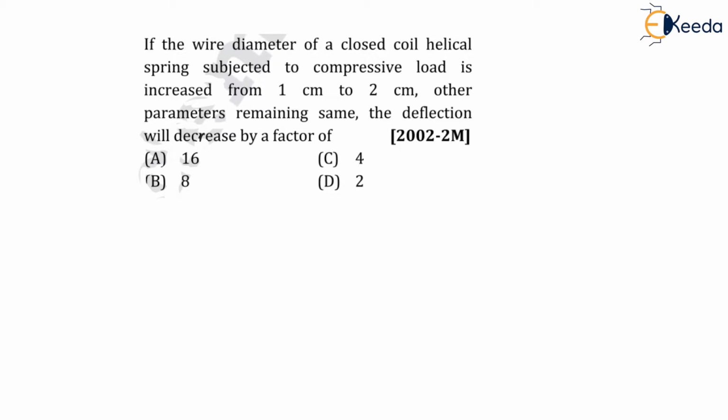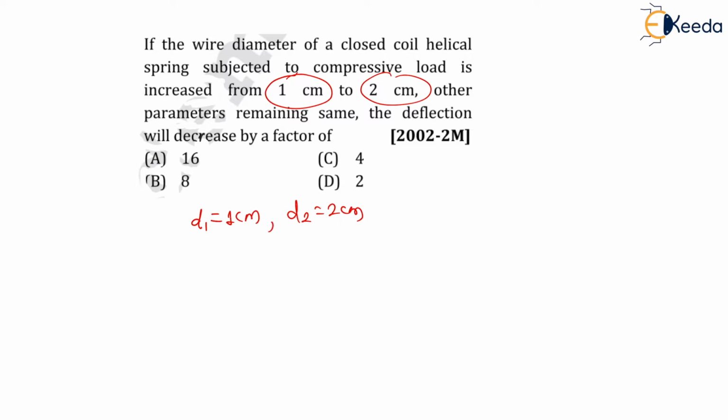Now the question is, if the wire diameter of a closed coil helical spring subjected to a compressive load is increased from 1 centimeter to 2 centimeter. Now wire diameter is represented by small d. Therefore, here they have mentioned that initially d1 was 1 centimeter and it is increased from 1 centimeter to 2 centimeter, meaning finally d2 becomes 2 centimeter. Right. This is the change in wire diameter.